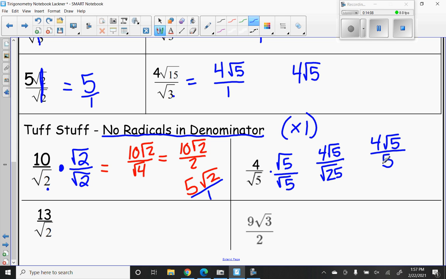So let's see if I can reduce this. Radical 5, can't do anything with it. 4 over 5 can't be reduced. Now guess what? Since I can't reduce or cancel anything else out, and there's no radical on the denominator, that answer is done.